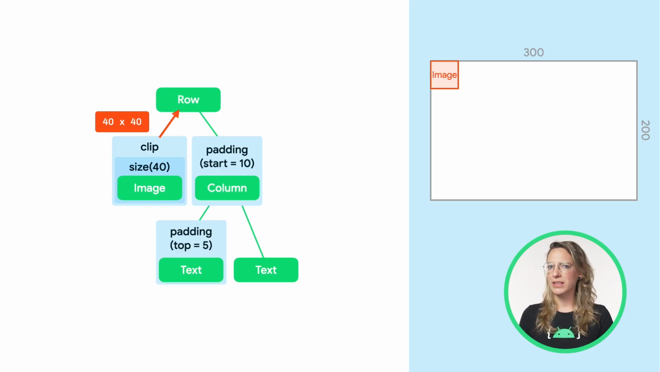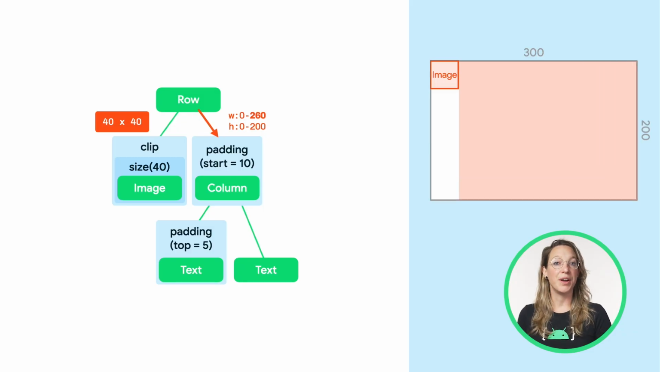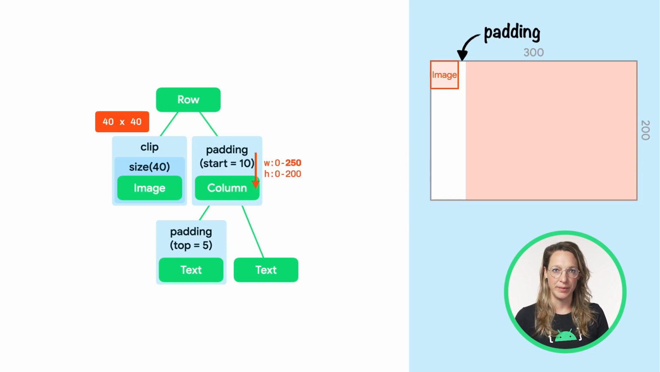Now the row wants to place its children side by side, so it should adapt the constraints to make sure that its second child does not go out of bounds. It subtracts 40 dp from the maximum width constraint. The padding modifier now wants to add 10 dp of space at the start of its child, so it decreases the max width constraint by a further 10 dp to 250.